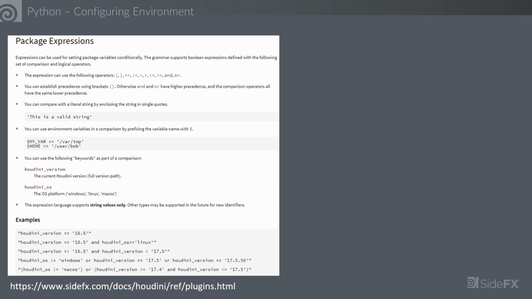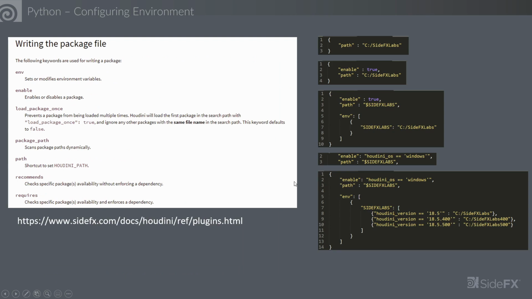So continuing with the expressions, what else can we do with it? Well, we can use the following operators. We can have these round brackets, which establish the precedence. We can do equal, not equal, smaller, larger, smaller or equal, larger or equal, and an or. With all of these, we can do some fairly interesting and complex expressions to load or not load packages. We can compare with a literal string by enclosing the string in single quotes. That's what we saw on the previous slide as well, where we have Houdini OS equals Windows. As you can see, Windows is between the single quotes.